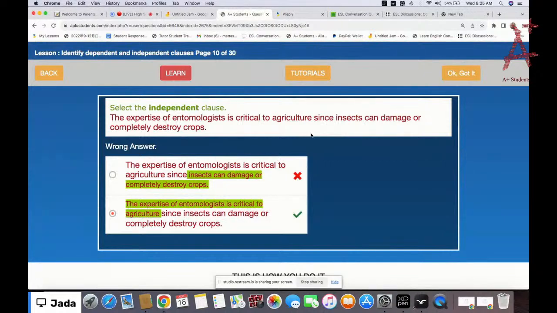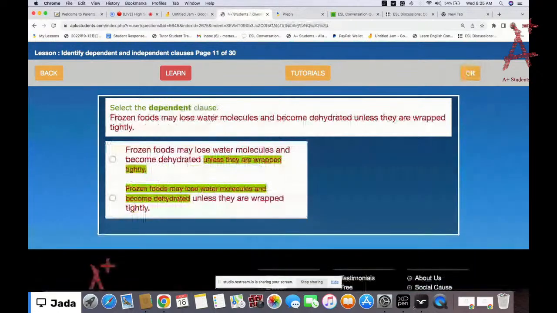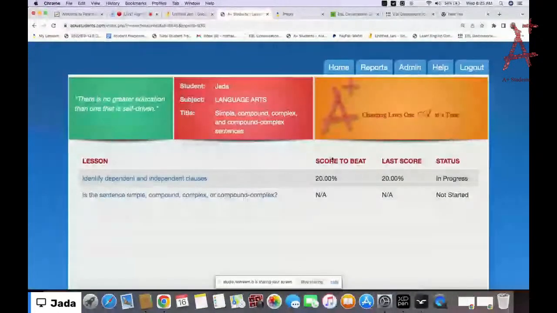So I hope that you take note of all of this, and I hope that you can figure it out. It shows 20% because I'm not done. When I'm done with the test, it's going to show completed. So you need to finish up your test, and it's going to show you completed.